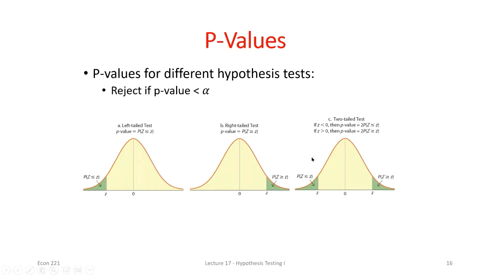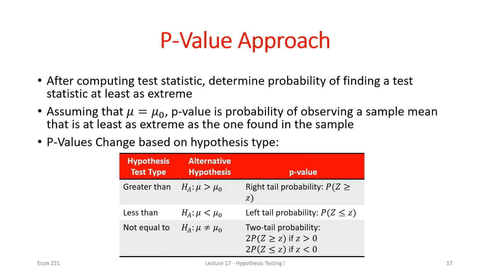Let's try to work through some problems here. So this is a more mathematical setup of it. If I have a greater than test, my p-value is going to be the probability that I saw the z-value I did or anything greater. Left-tailed test, the probability I saw the z-value I did or anything less, right? Even larger negative number. And then two-tailed test, right? I have to find the area in one of the tails and then multiply it by 2.